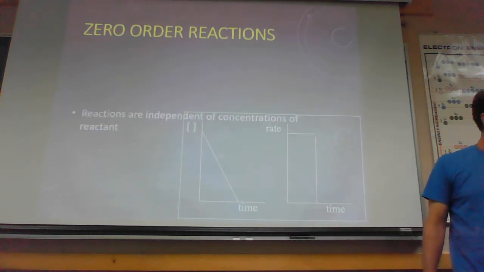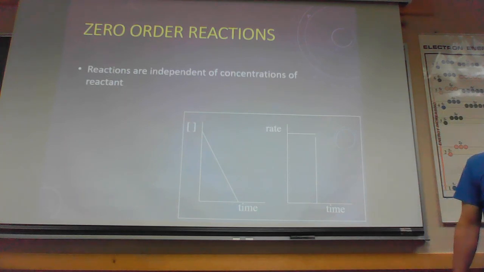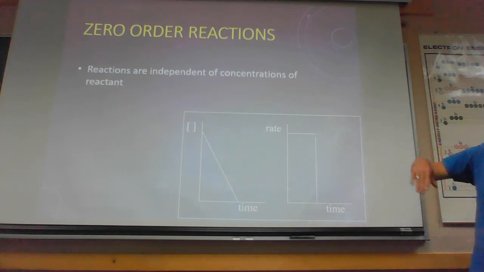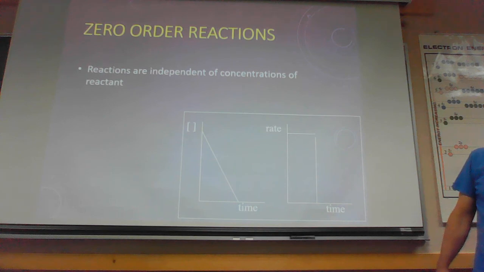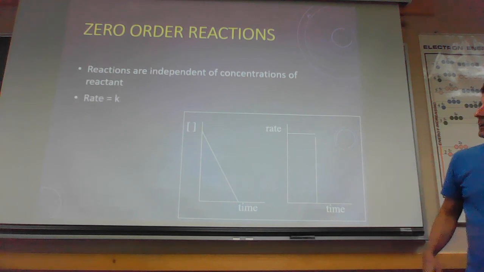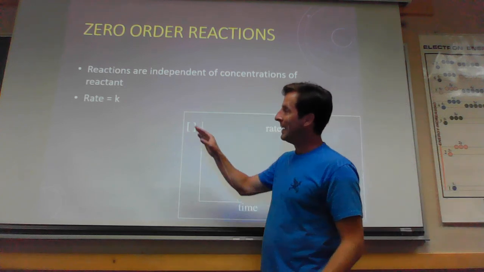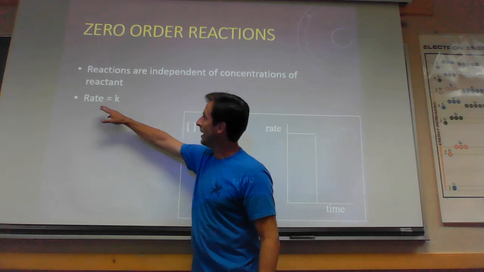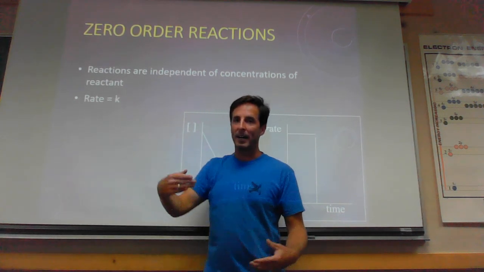All right, so what does a zero order rate law look like? It's a reaction that's independent of the concentration. So adding the reactant doesn't speed it up or slow it down. The rate is constant. So the rate equals k. k is my rate constant.